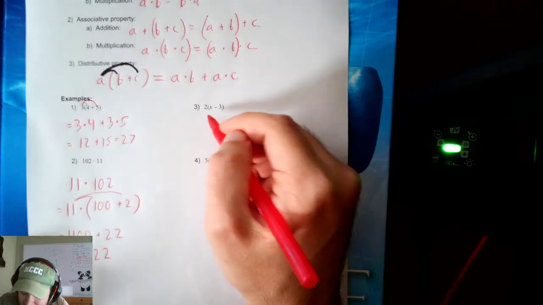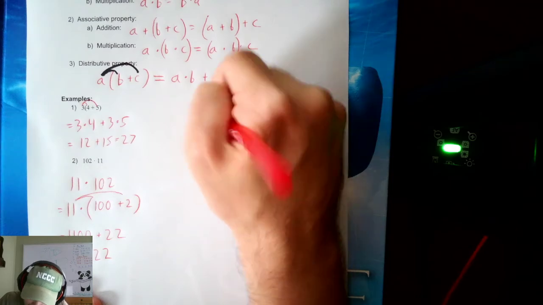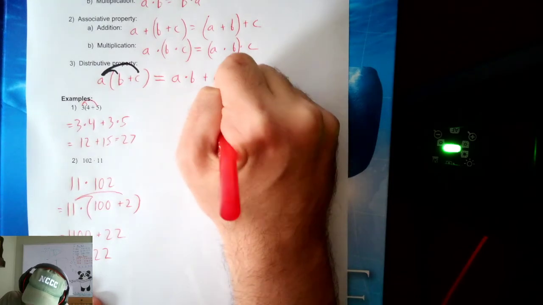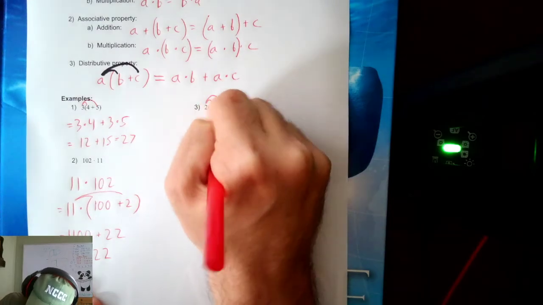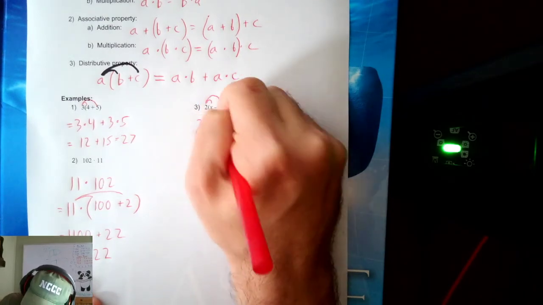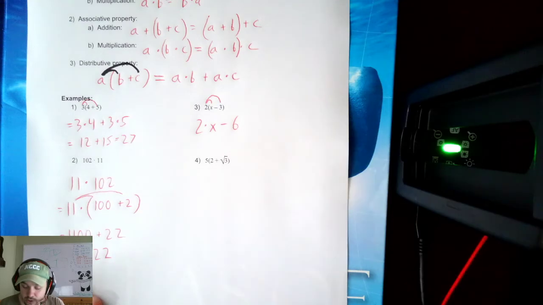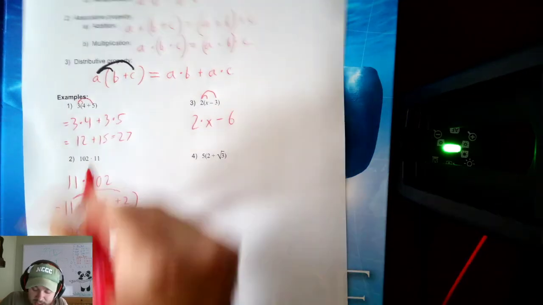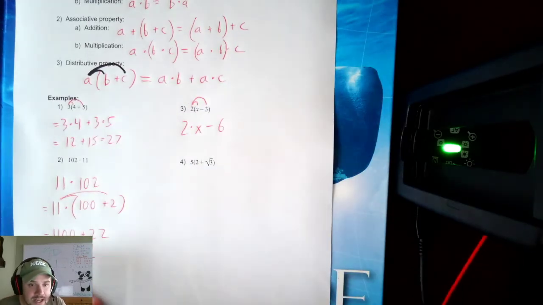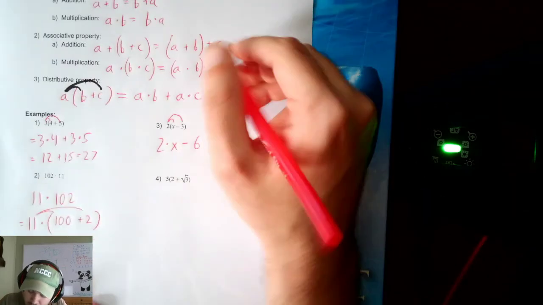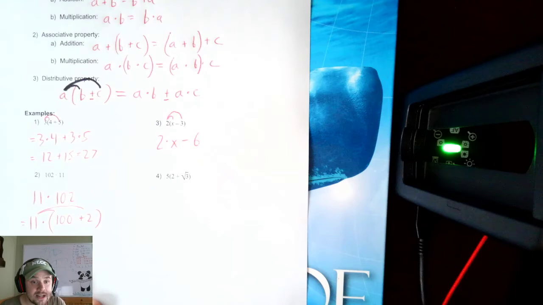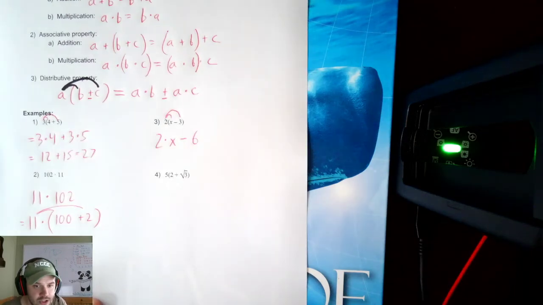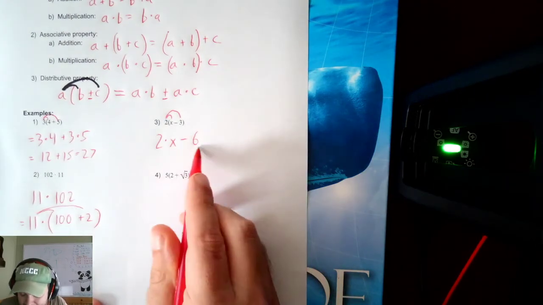Now, in our next one, we have 2 times (x minus 3). Well, we can pick the 2 up and bring it into the parentheses. That'll give us 2 times whatever x is. 2 and 3 make 6. So the distributive property also works if it's subtraction, right? It doesn't change if it's subtraction. So we could have put a little minus sign here as well. We can also distribute over subtraction, right? 2 times x minus 6.